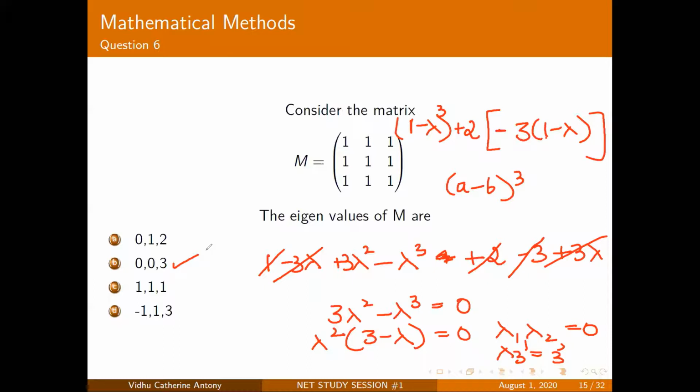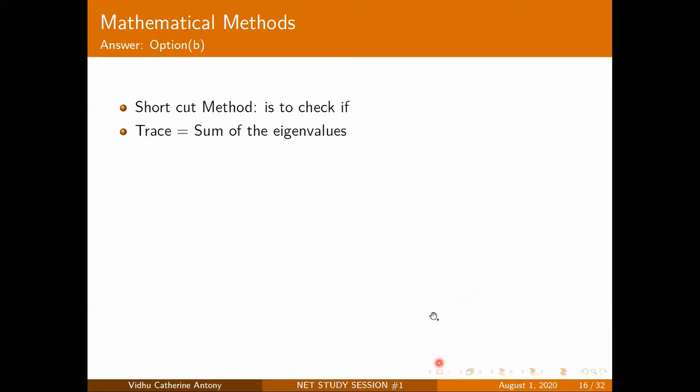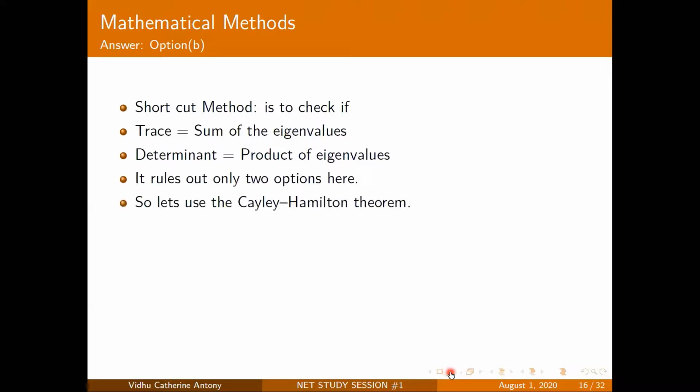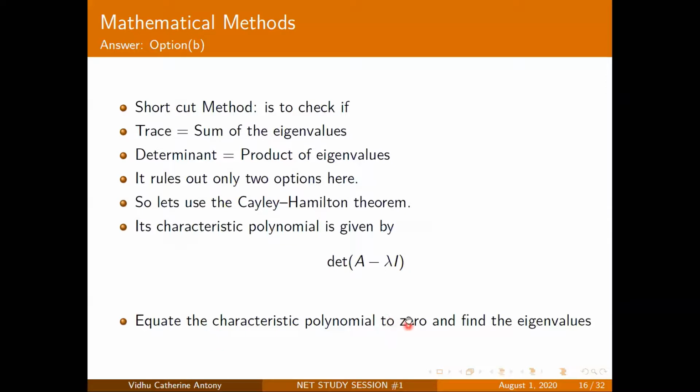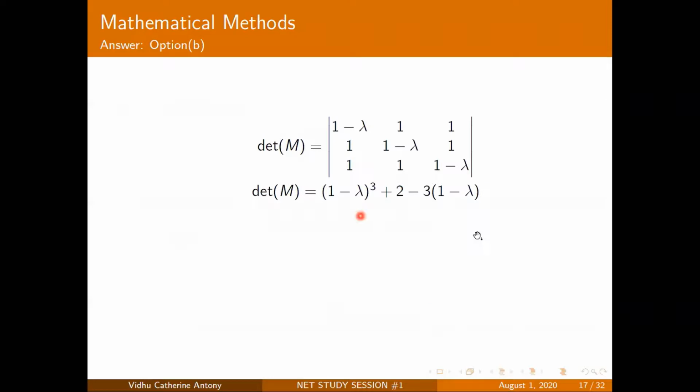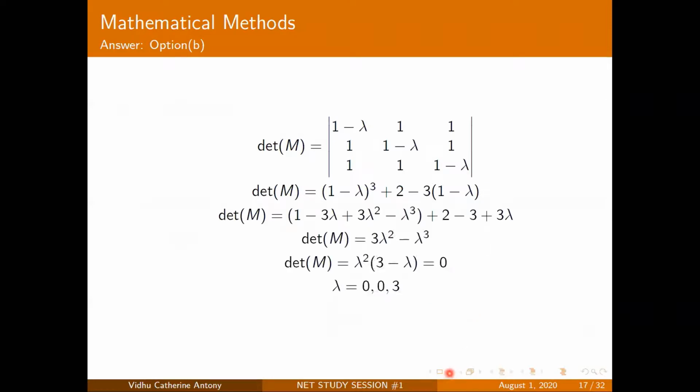So let's just go through it once more. Okay, so these are the shortcut methods, okay, but it doesn't apply here because the ruling out just rules out 2 options, it does not reduce it to 1. Okay, so you have a trace, which is the sum of the eigenvalues, and determinant, which is the product of the eigenvalues. Okay, so you use the Cayley-Hamilton theorem. The characteristic polynomial is given by your determinant of A minus lambda I. You equate the characteristic polynomial to 0 and find the eigenvalues, and then this is what you do. Okay, so this is the whole procedure that I've learned. Okay, so you end up getting 0, 0, and 3.